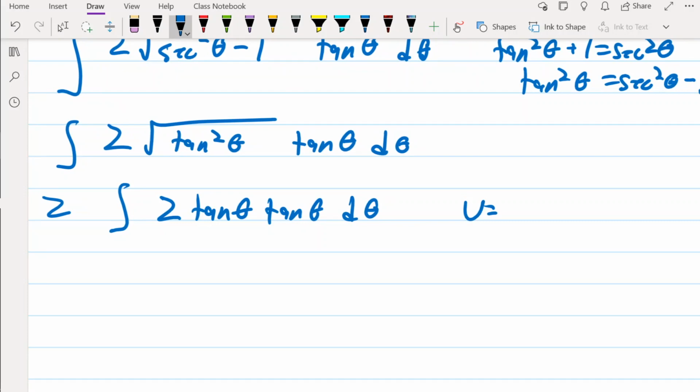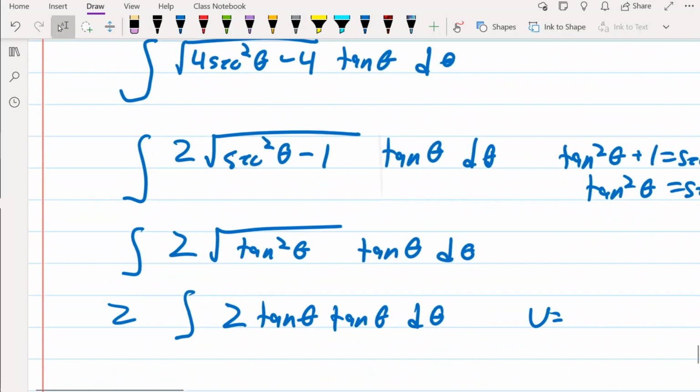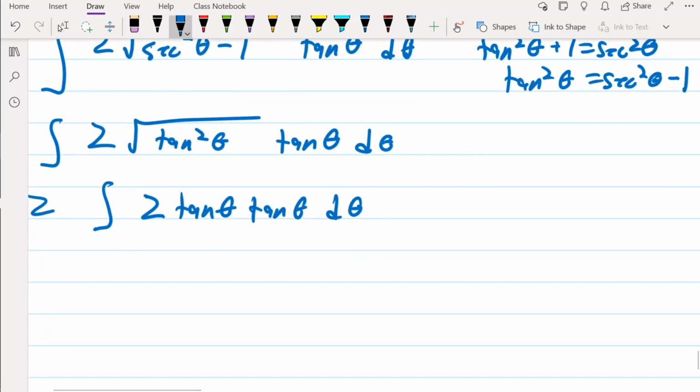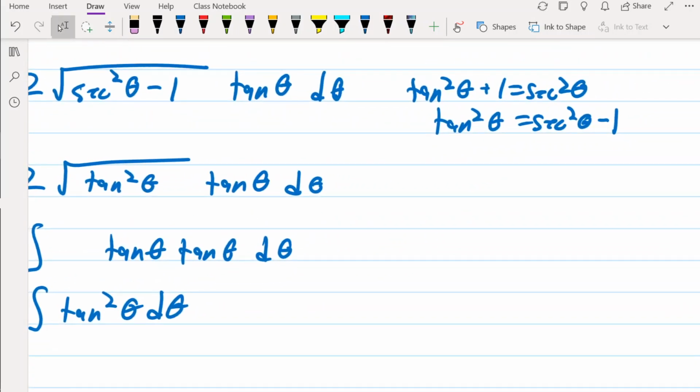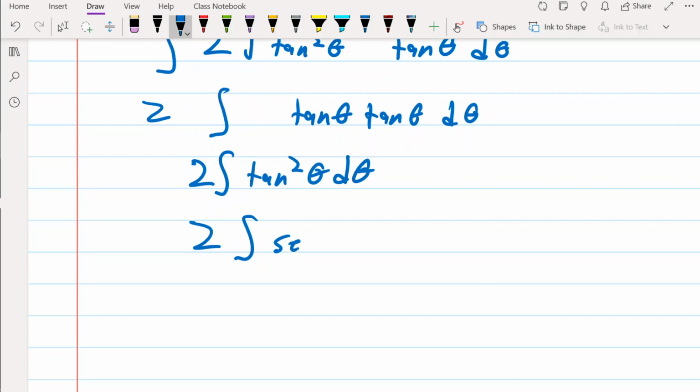So now we're going to want to set u equal to, actually we might have an issue here. Never mind. I see what this does. I don't need to do u yet because that's tangent squared theta, which we can just reuse this thing to set it back. That makes so much sense. So we got 2 times tangent squared theta d theta, and then we can use our secant squared. Wait, we can just use this one right here. No need to rewrite it. So we get 2 times the integral of secant squared theta minus 1 d theta.